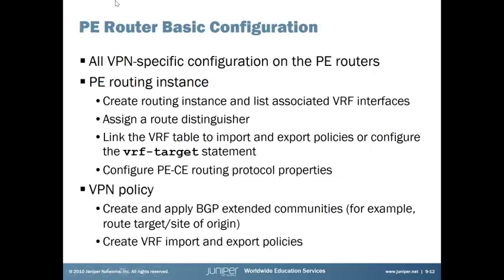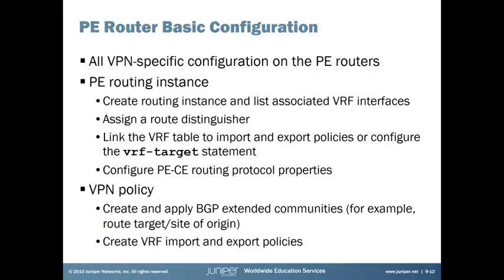PE router configuration. All the VPN configurations are on the PEs. The P routers are not involved at all. So we're going to create a routing instance and list the associated VRF interfaces. We're going to assign a route distinguisher that identifies that particular VRF table. We're going to link the table to import and export policies, or otherwise we're going to configure the VRF target statement right in the configuration within the table. In fact, in our lab, we're going to take the second approach.